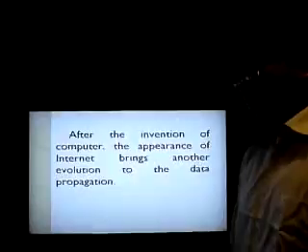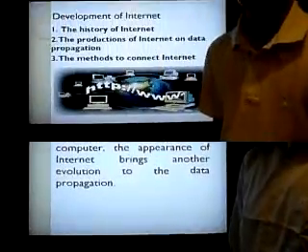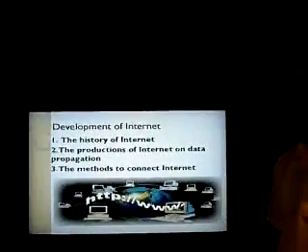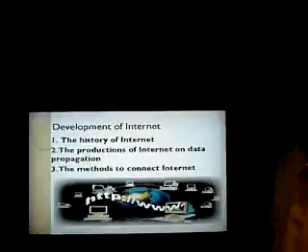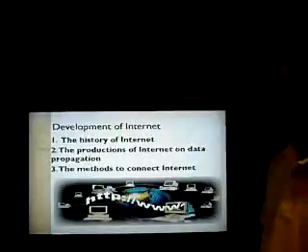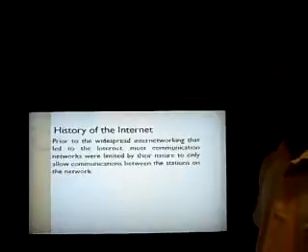After the invention of the computer, the appearance of the Internet brings another evolution, with the following three parts: the history of the Internet, the productions of the Internet and data propagation, and the methods to connect to the Internet. First, we look over the history of the Internet.